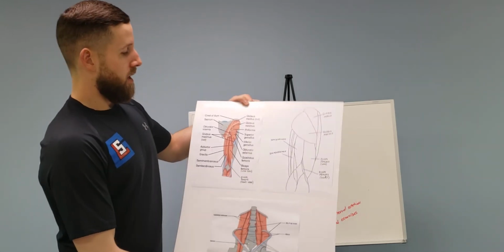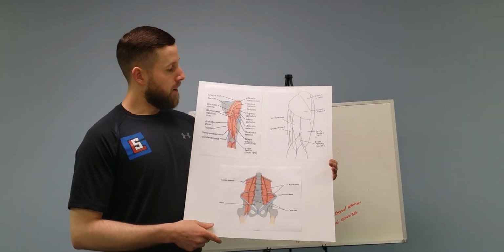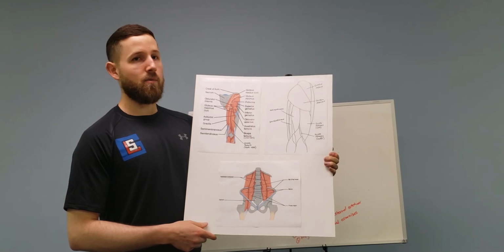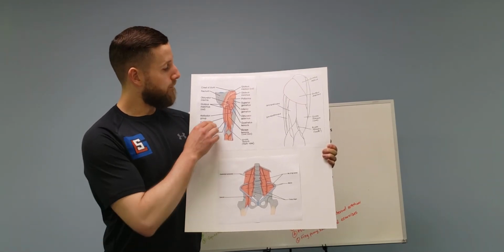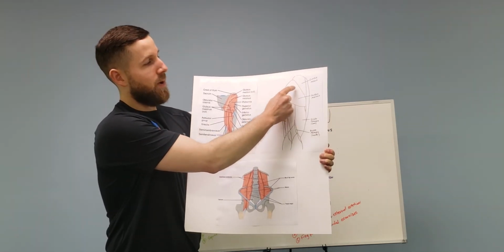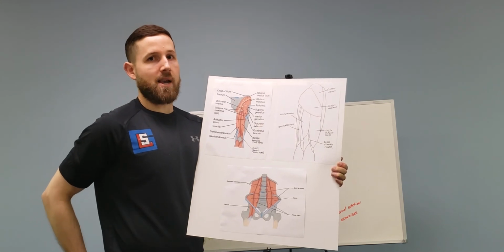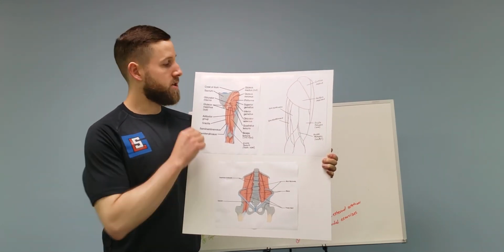So, this might look a little familiar from our hamstring video, but this also will show the glutes. You see here we have our glute complex, we have our glute max and our glute medius, which covers this outer portion of your glutes.